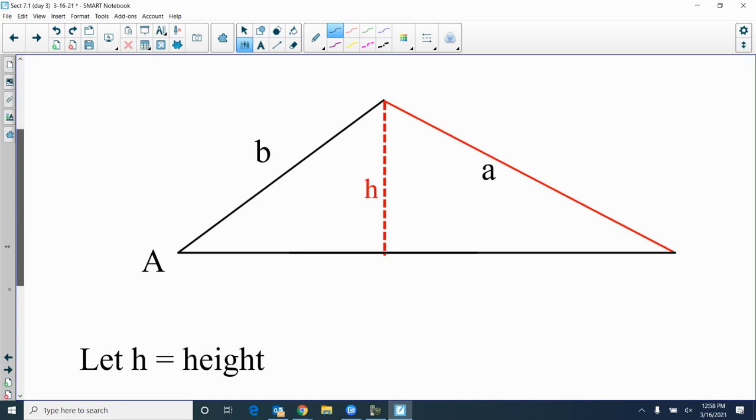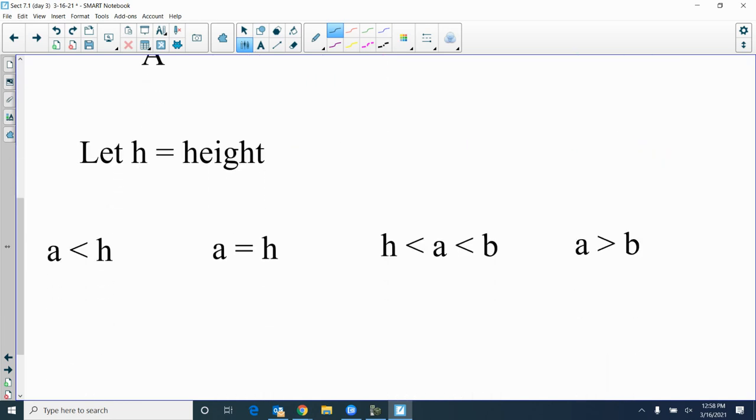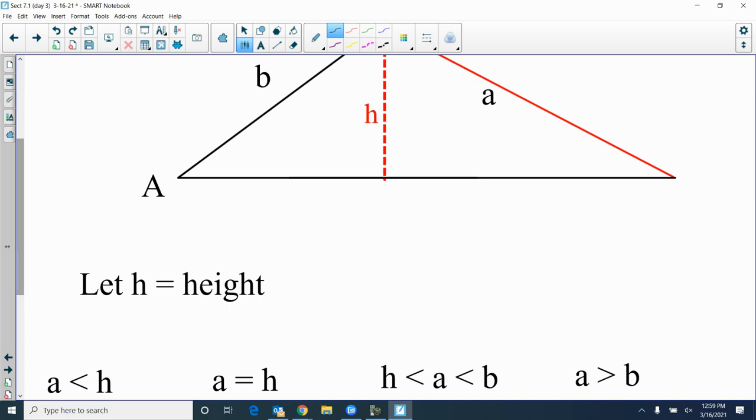Okay, we said that you can take a look at the height. Not many people do that because typically you just go to solve it. But if you look at the height, that tells you also how many triangles you have based upon that A value.